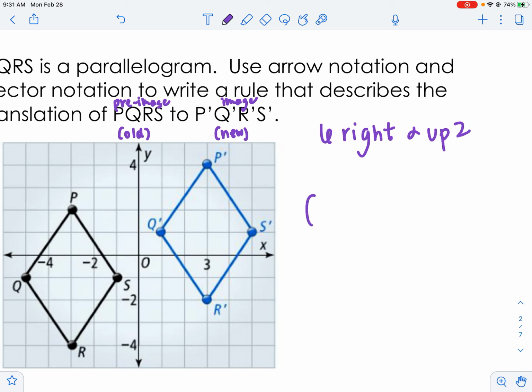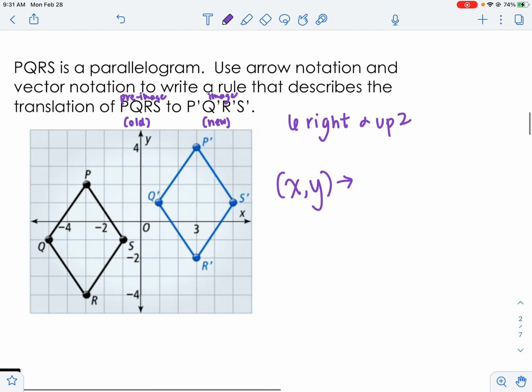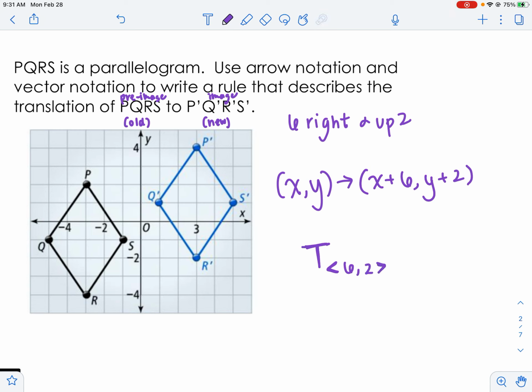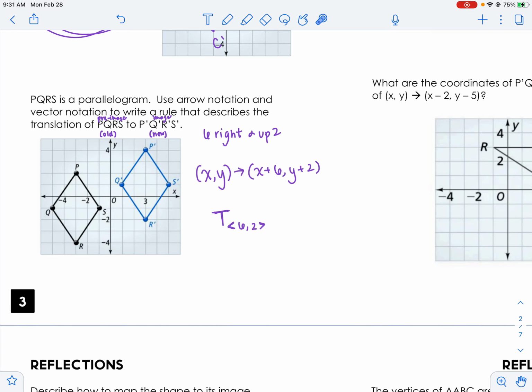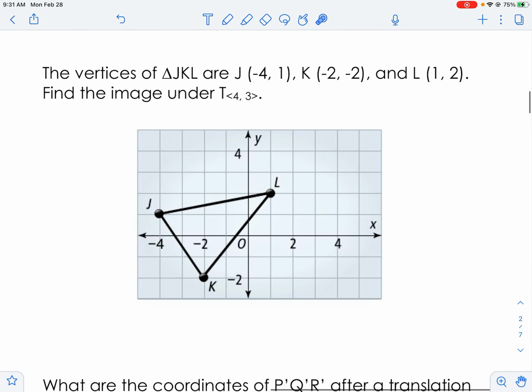So in arrow notation, I'm going to start out with X, comma, Y, arrow. And if I go 6 to the right, that would be 6 added on to X. Up 2 would be 2 added on to Y, and that's it. Now from there for vector notation, remember we start with a capital T. And then we have our pointy brackets like that. And I'm going to do 6 because that one goes with the X, and 2 because that one goes with the Y. And I read that saying right 6, up 2. And that's it.